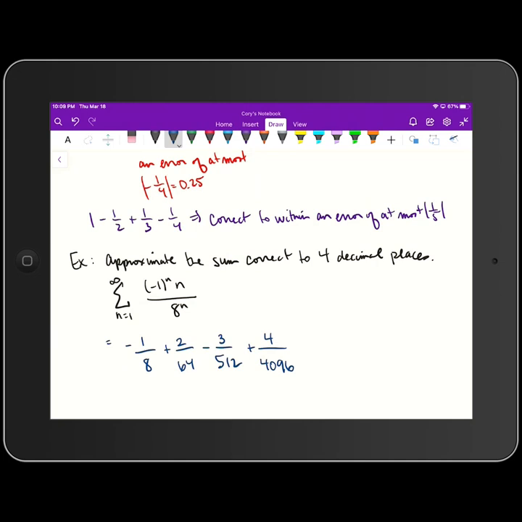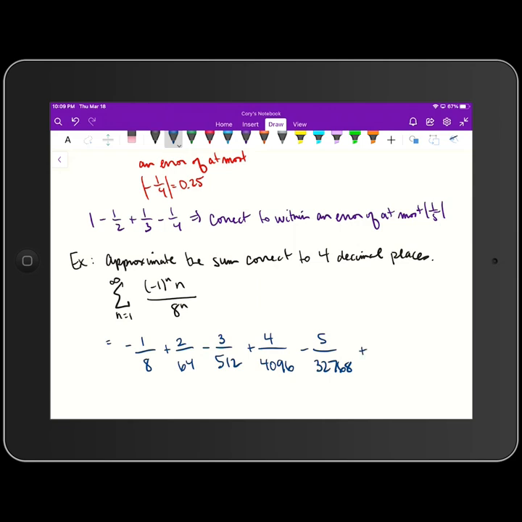So we have to keep going. The next term we get by plugging 5 in place of n. We get -1 raised to the fifth power, which makes that term negative. The numerator is 5 over 8 raised to the fifth power, which is 32,768. And 5 over 32,768 is still not smaller than 1 over 10,000. So we need to add on another term.